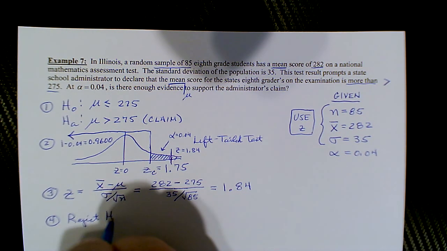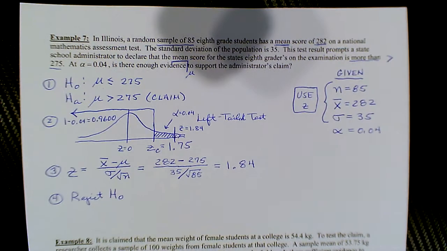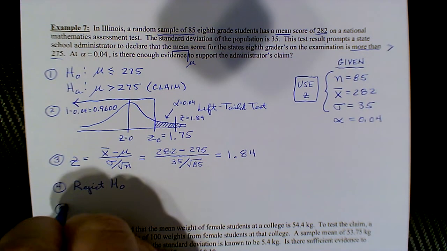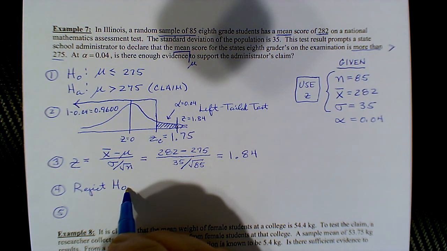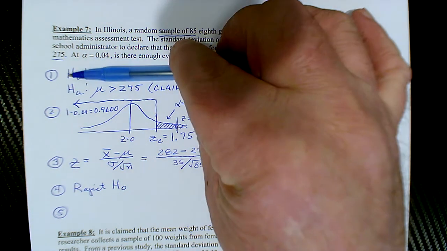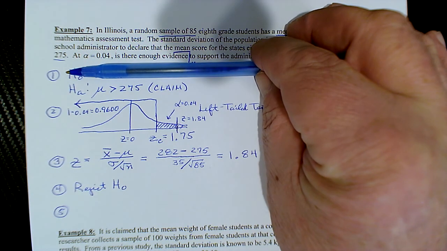If we're rejecting H0, that means that H0 is the bad thing. What I usually do is I cover it up, and that leaves the claim as the good thing. So therefore, and remember, if H0 is the claim, we use the word reject in this conclusion, and if HA is the claim, we use the word support in the conclusion. So since the claim is HA, there is enough evidence to support the claim.